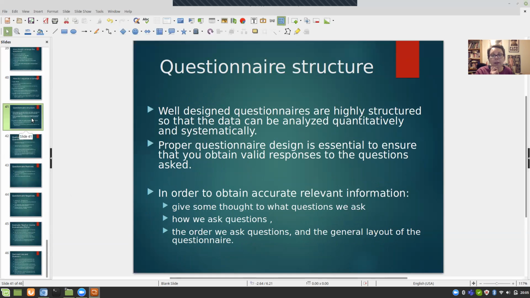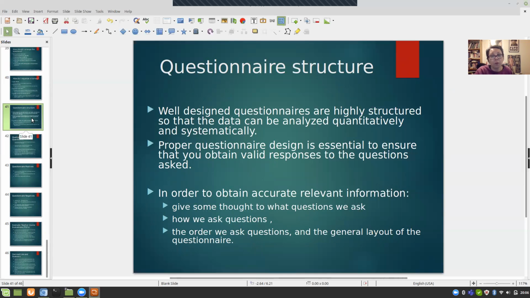So the best questionnaires, the best surveys, are really highly structured so that the data can be analyzed quantitatively and systematically. And so doing that correctly is really essential to making sure that you get valid responses. Because if you're asking one thing, but the person thinks you're asking a different thing, or you don't provide all the relevant options, suppose you're doing multiple choice and you leave things out that are kind of a big deal, then you're gonna have worthless data.